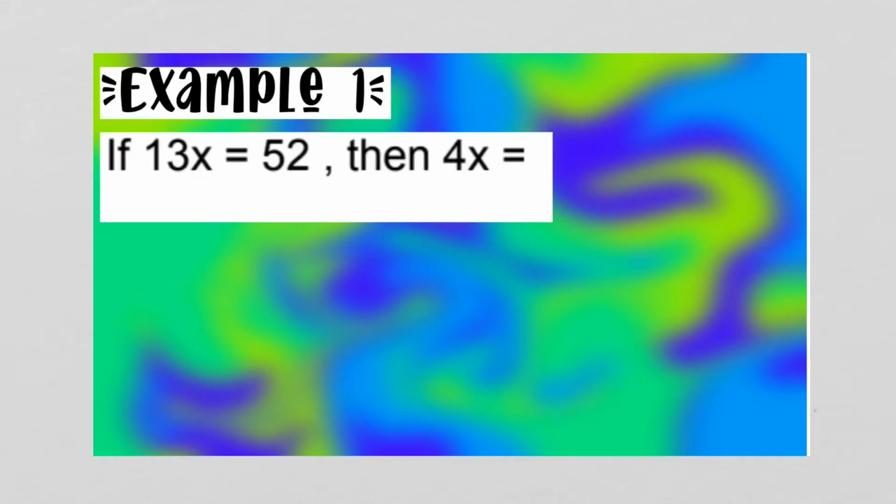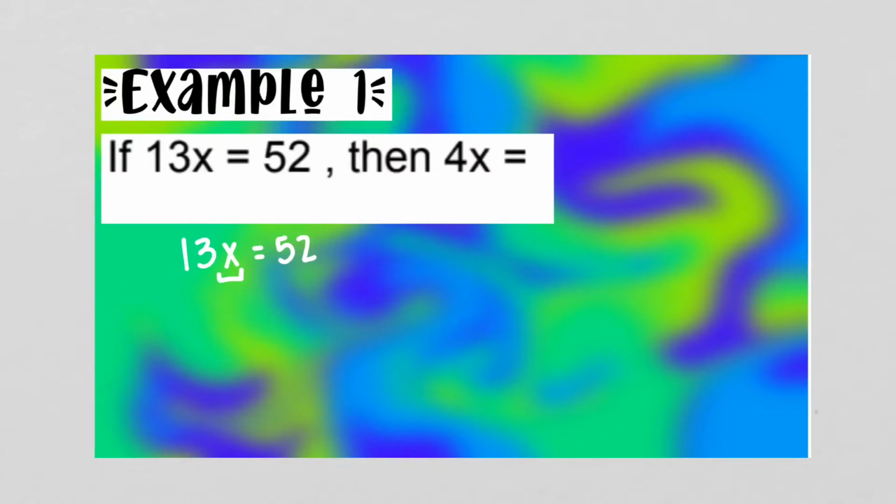Example 1: if 13x equals 52, then 4x equals something. We need to find what that is. Just like you've been taught before, we're going to want to solve for x first. So I have 13x is equal to 52. This is actually a one-step problem because it only takes one step to solve. I want to get that x by itself. To do that, you have to undo that multiplication, so we're going to divide both sides by 13. When you do that on the left, it cancels out and leaves you with just x. And then finally, 52 divided by 13 gives you 4.